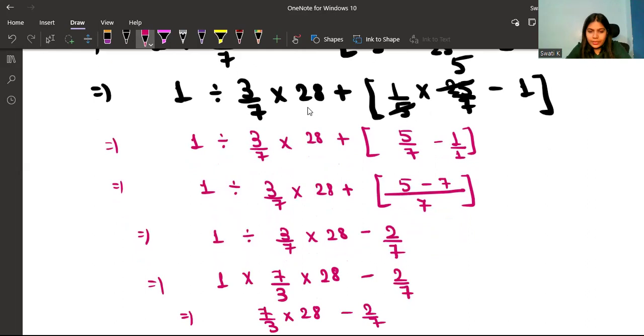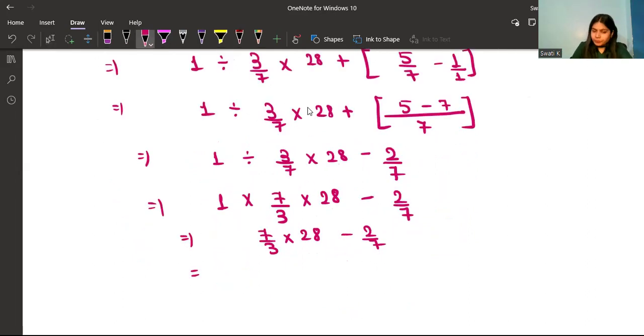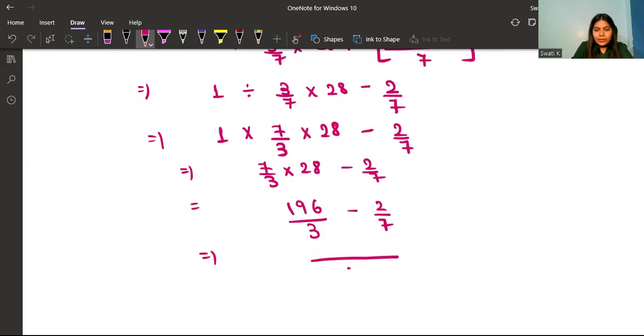Now, what is 7 times 28? If you solve this, it will become 196 divided by 3 minus 2 by 7. Now, here if you take the LCM, of course, it will become 21. And then you have to solve this 196 multiplied by 7. So which is 2, carry over 4, 63 plus 4, 67. So 7, carry over 6. 7 times 1 is 7 plus 6. This will become 30. So it is coming 1372 minus 7 times 3 is 21, which is 6.